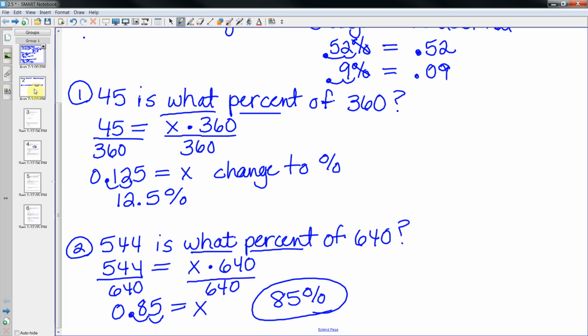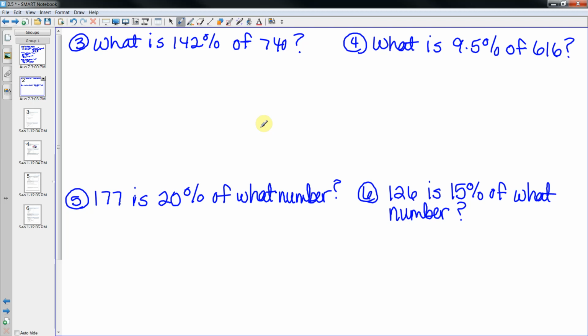Okay, let's look at the next page. I've written out some more. And these weren't included in your workbook, so that's why I added these types of problems before we get to some that are in the workbook. What is 142% of 740? So what, that's going to be my x, is equals. This time I have a percent, I need to make that into a decimal. So drop the percent sign and move your decimal 2 places to the left. So that's 1.42. Of means multiply.